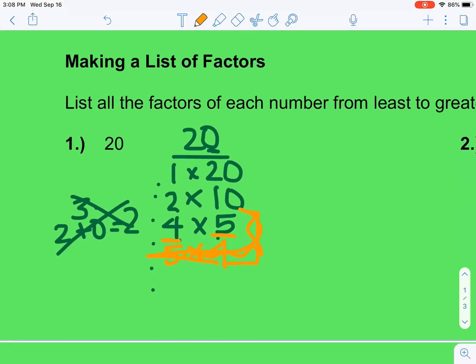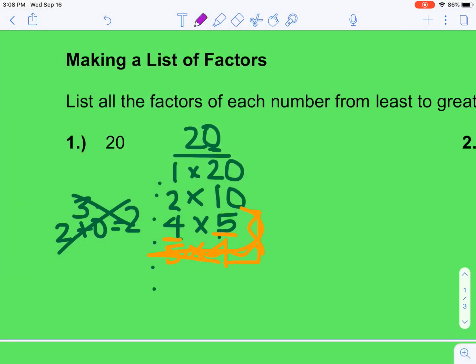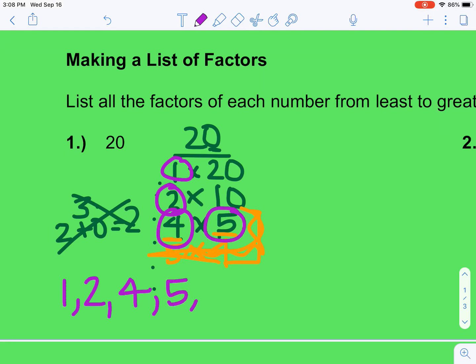So I do not need to keep going. So now I need to list my factors from least to greatest. So to do that, my smallest factor was 1. My next smallest factor was 2. And then 4. And then 5. And then 10. And lastly, 20.